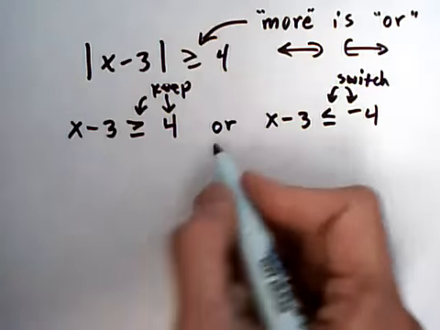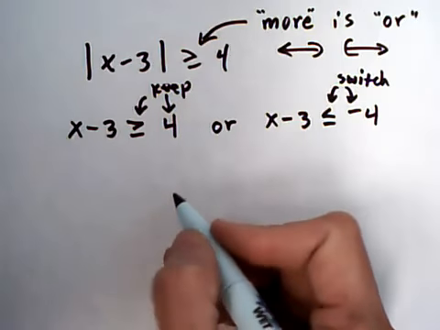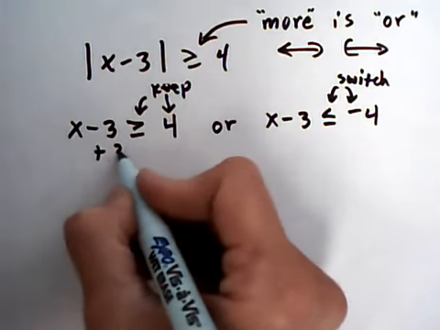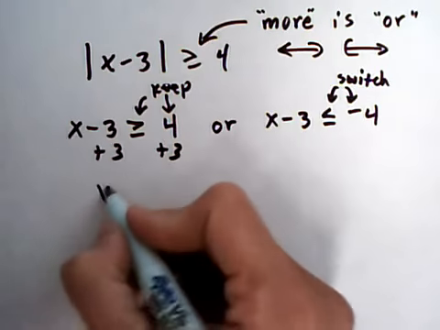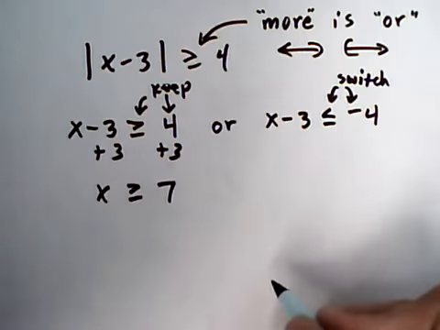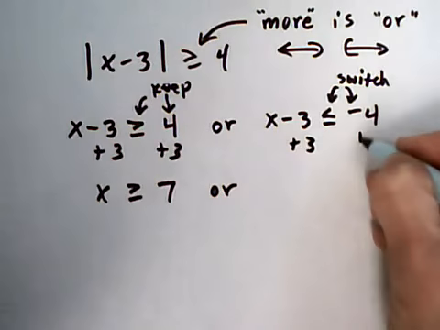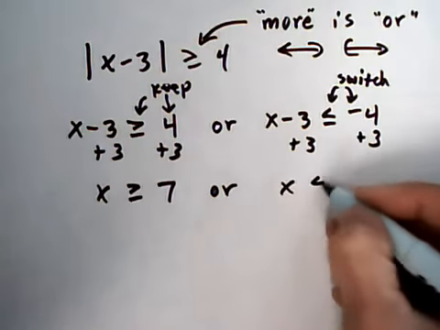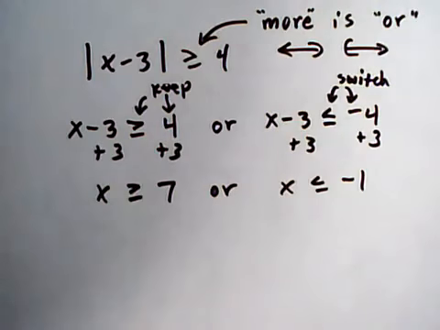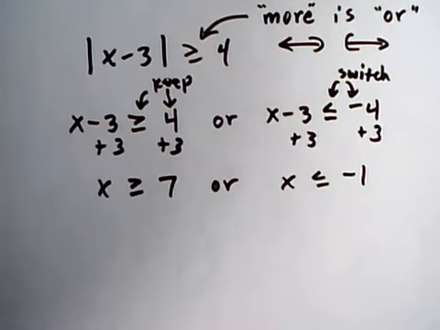So let's go ahead and solve it out. So we solve the two inequalities separately now. So let's see, we're going to add 3 to both sides. X is greater than or equal to 7. Or, on the other one, add 3 to both sides. X is less than or equal to minus 1. So let's see what that looks like on a graph.